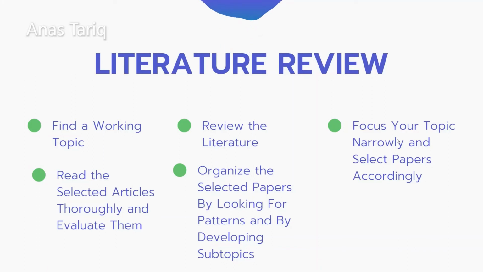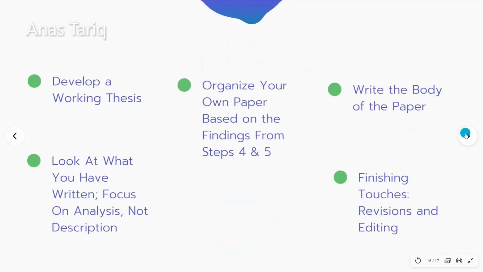Organize the selected papers by looking for patterns and by developing subtopics. Here you should take two or three important trends in the research and the most influential theories. Develop a working thesis. Write a one or two sentence statement summarizing the conclusion you have reached about the major trends and developments you see in the research that has been done on your subject.